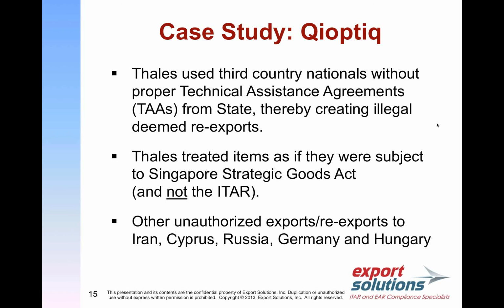And you can see there were other unauthorized exports. There were Russia, Cyprus, Germany, Hungary, Iran. So this was a fairly large case. And essentially, you see this an awful lot. ITT got a huge violation about a little more than a decade ago, 110 million at the time. It was the record. It's no longer the record.